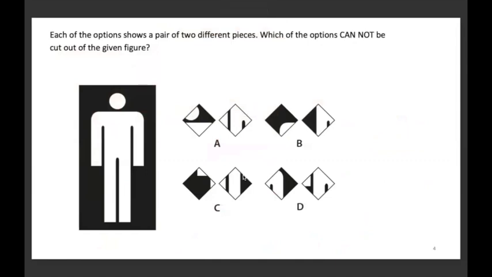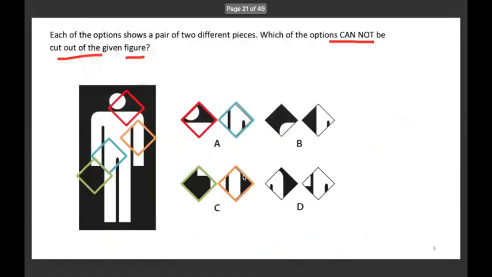Each of the options shows a pair of two different pieces. Which of the option cannot be cut out of the given figure? Cannot be cut out दिया है. Okay. So this is the way the cutouts are organized.